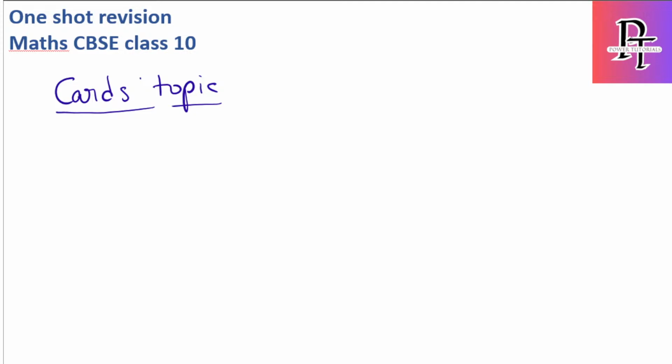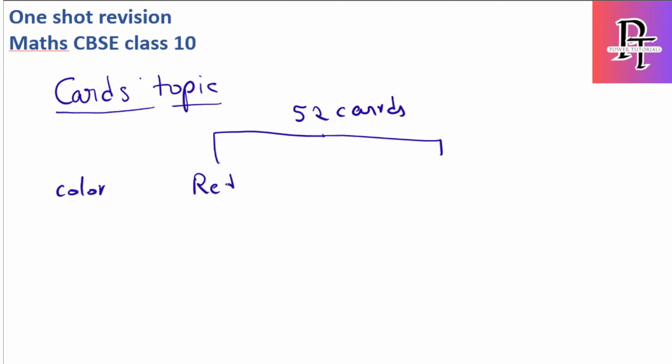We have a total of 52 cards. We're talking about the playing cards here. Out of 52 cards, I can divide them into two types based on color, because 26 are red in color and another 26 are black in color. Then I will again distribute each into two types, so each has 13 here.